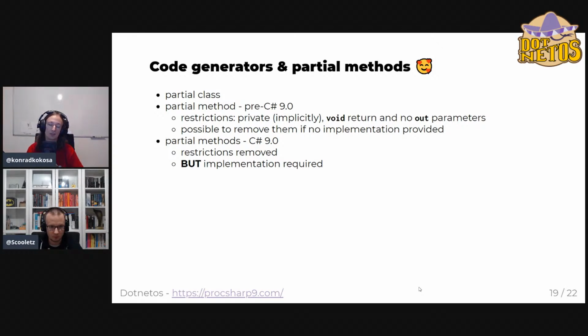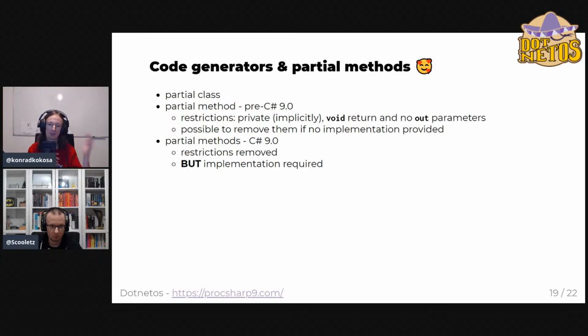But there is another result of these restrictions being lowered, that the implementation must be provided. So since C#9, we can write a partial method that will return something. It is public, but on the other hand, if we write a partial method in one part of our application, we need to have it implemented in another part of our application. Which seems to be pretty strange, why should we split something.